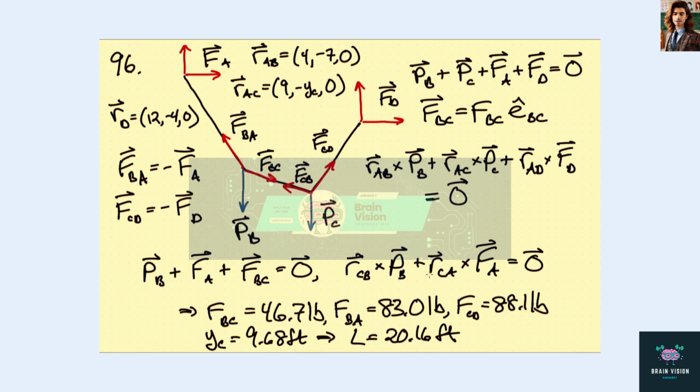To get the length, we just need to know the horizontal position of point C, and that turns out to be 9.68 feet. Now that we know the position of all these points, we can find the length of each of these segments and add them up, and that turns out to be 20.16 feet.